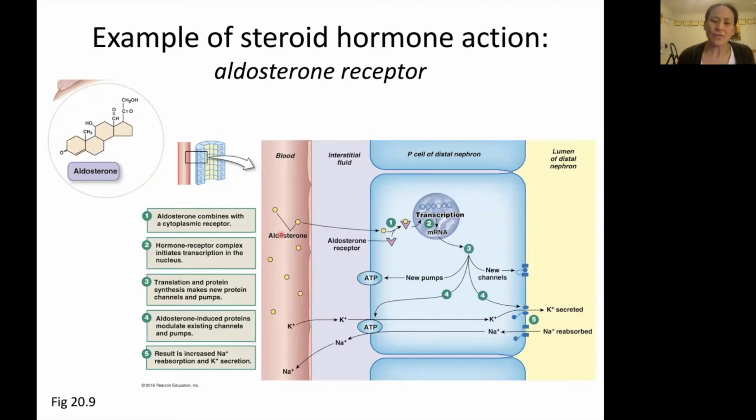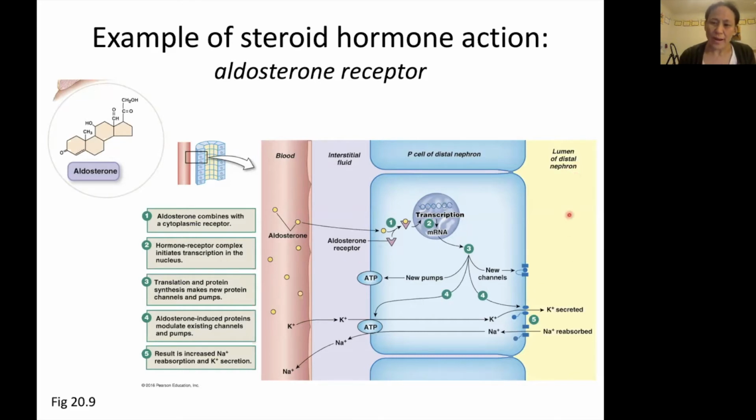So aldosterone is going to be floating around in the bloodstream. It's not shown here, but it will be accompanied by a carrier protein. Aldosterone is made by a gland in your body called the adrenal gland. It's made by the outside part of it, which is called the adrenal cortex, and it's going to act on the kidney. So what we're looking at here, here's the bloodstream. This right here is basically the kidney.